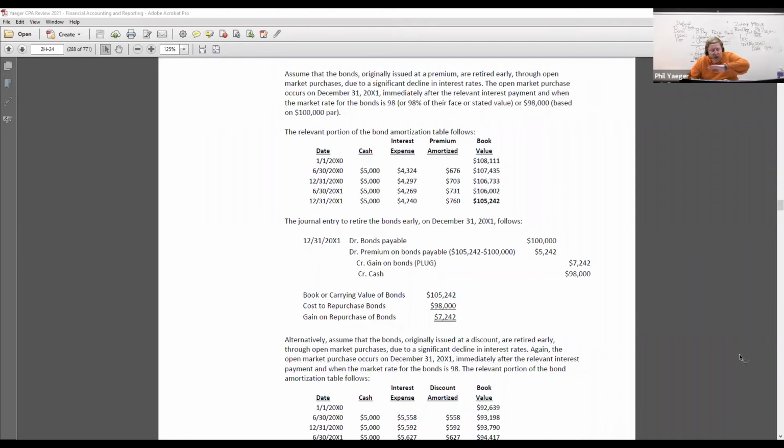If I call the bonds back today, theoretically, I'd have to pay my bondholders $105,242 at 12/31 X1, right? But now what am I doing? At 12/31 X1, in the bond contract, it says that I can buy them back at the face amount or the market rate. And it might say you can buy it back at 98% of face value. By the way, that's stated in the bond contract.